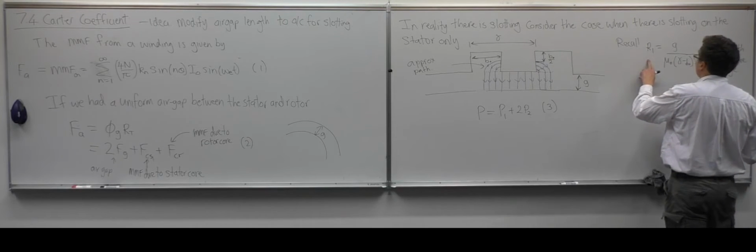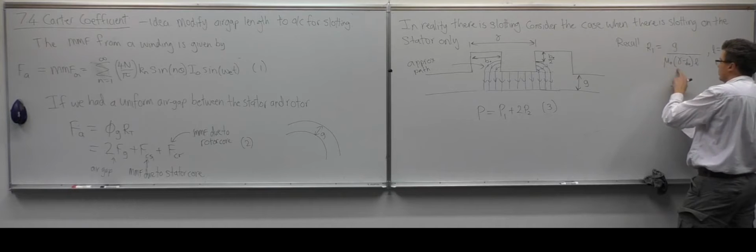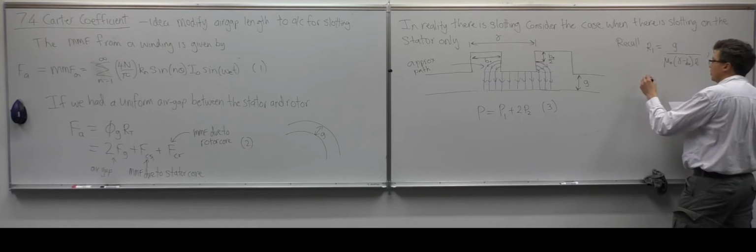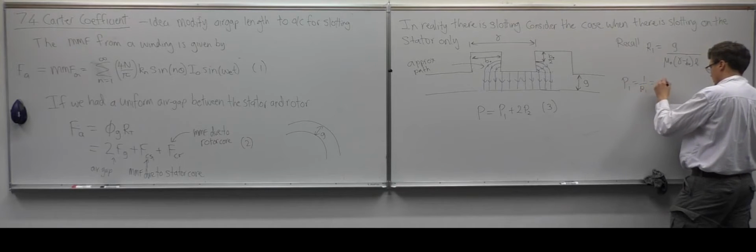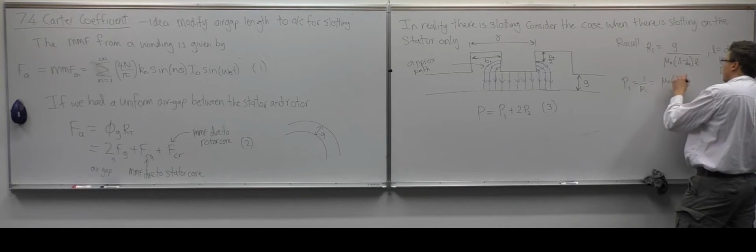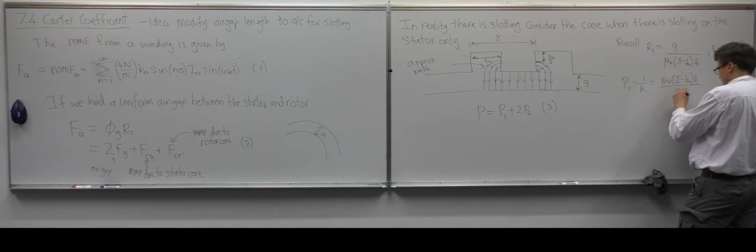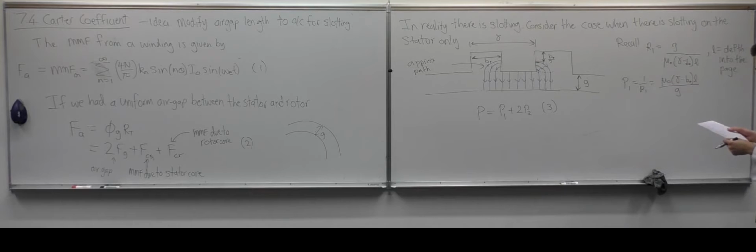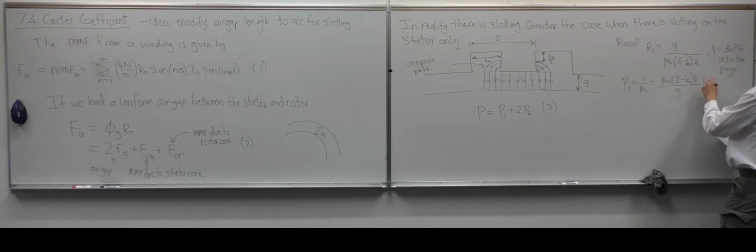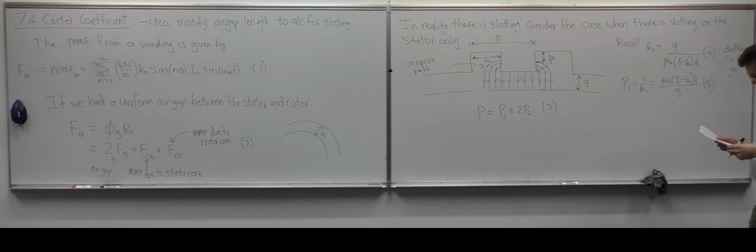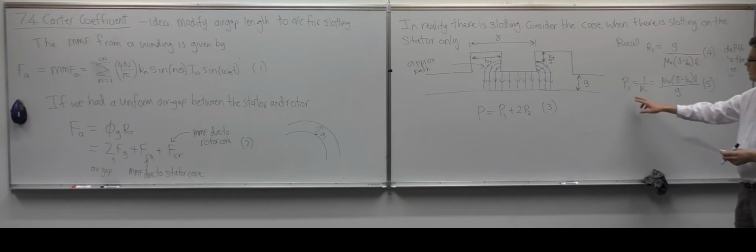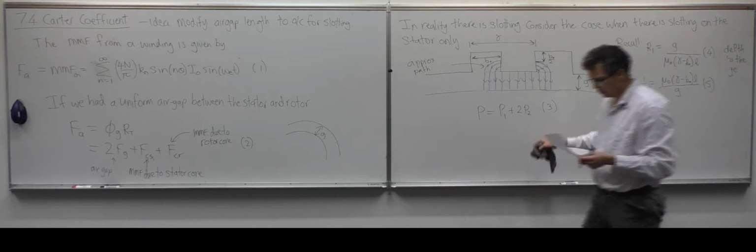So this is reluctance, length over mu naught times area. Then the permeance is 1 over the reluctance. So we have mu naught gamma minus beta naught times L divided by G, like that. Okay, and I'll call that equation 5, and this is equation 4. Okay, so now P2.